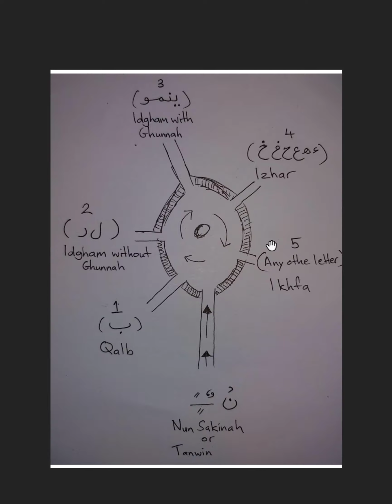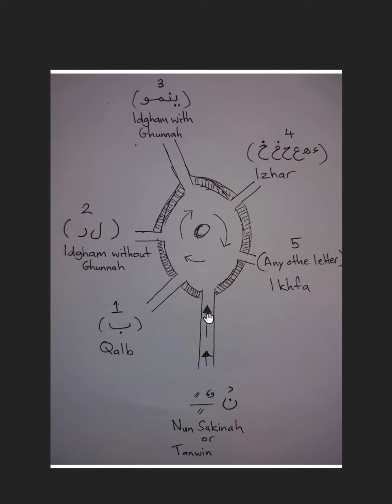So Nun Sakina and Tanween, whenever you come across one of them, you can't just carry on going without slowing down, without stopping, without thinking. It's like when you come to a roundabout, you have to stop and work out which direction you are going to go. So whenever you see a Nun Sakina or a Tanween, you must stop and you must work out where you need to go.